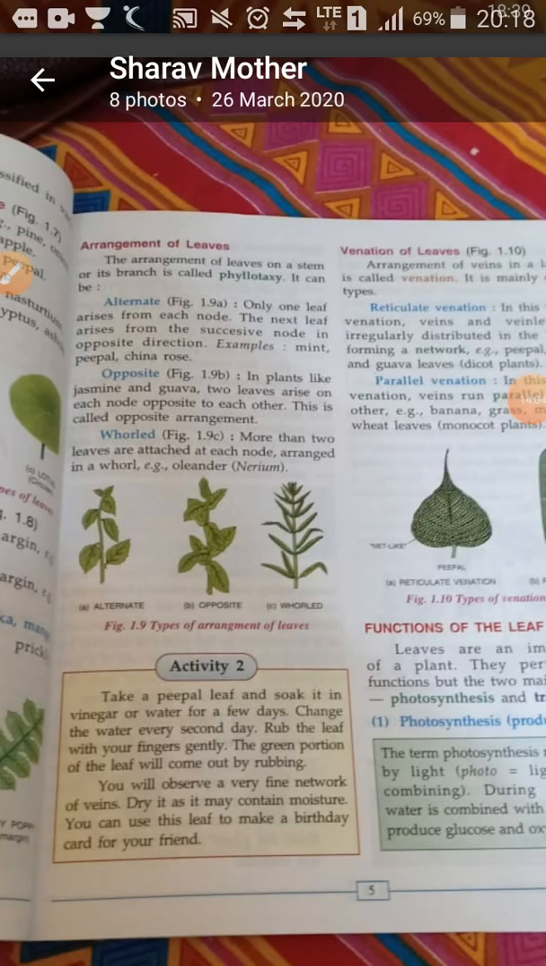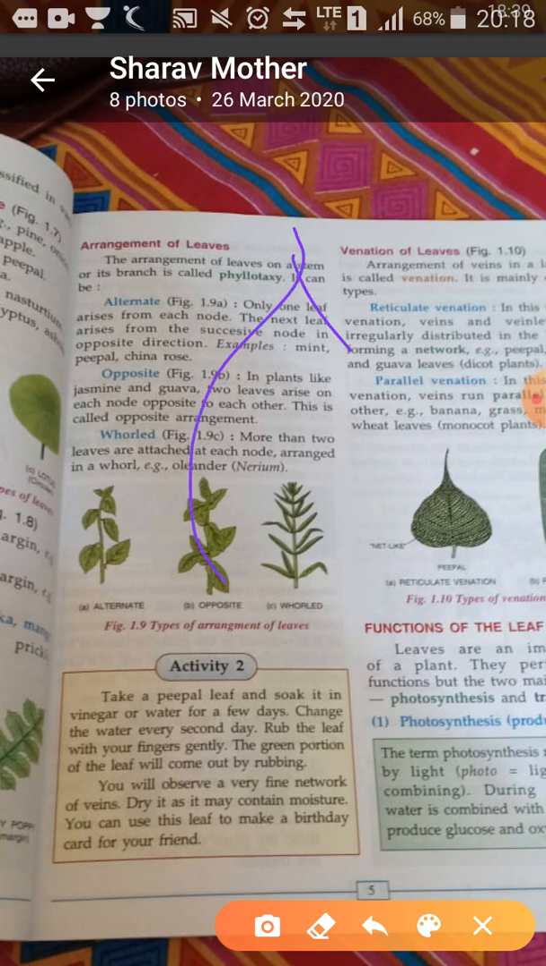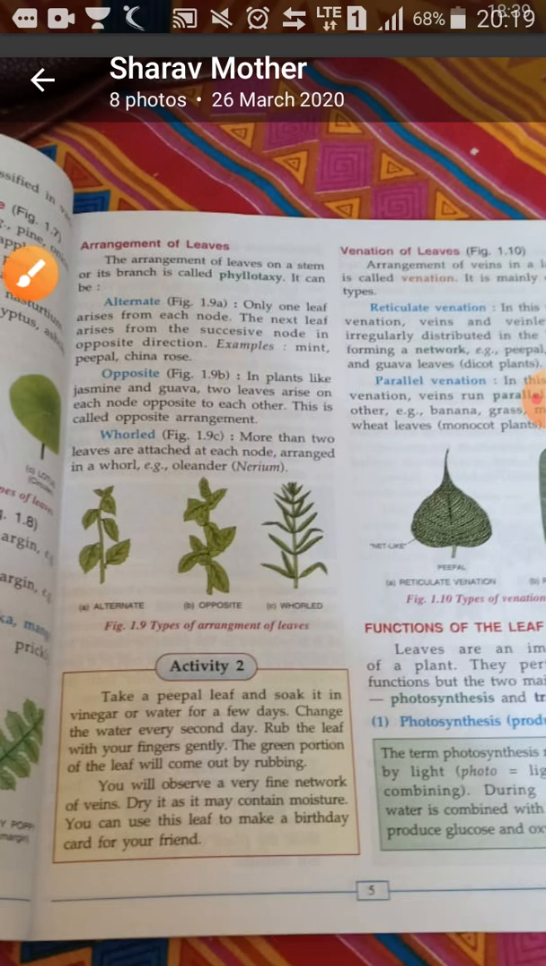Now we move on to the concept of arrangement of leaves. There are 3 types of arrangement. Here we are talking only about compound leaves, because in a simple leaf you have just one single leaf, so there is no point about arrangement. No, we are not talking about compound leaves over here, I'm sorry. We are talking about the arrangement of leaves on a stem only.